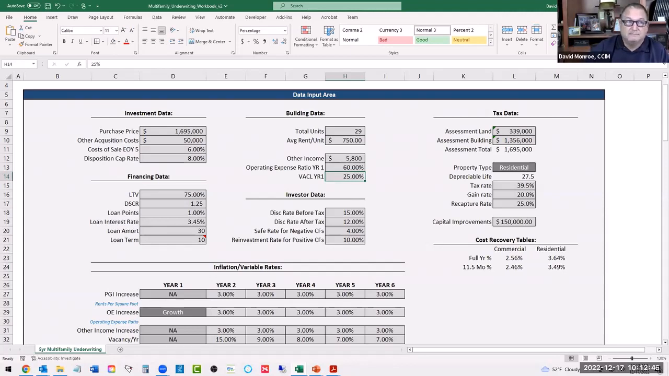Richard, you got it? Yeah, I was on mute. So you took the difference between the 750 and the actual rent to come up with 25%. Correct. Okay. That's correct.